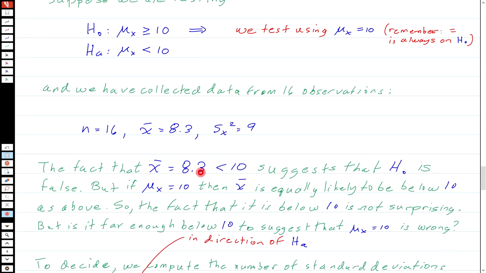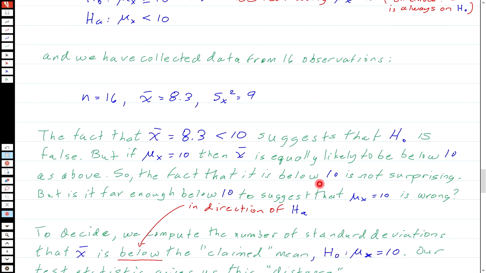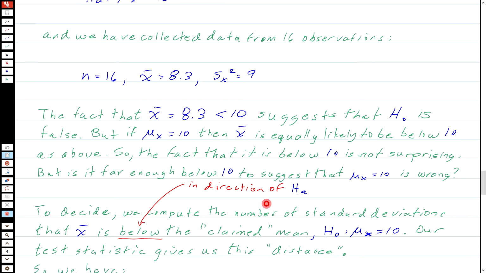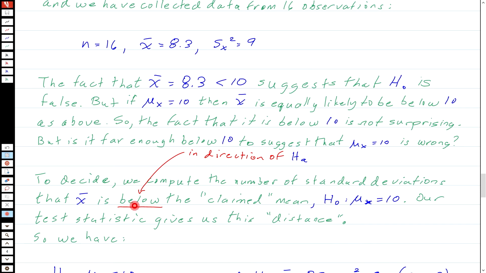Okay, x bar is 8.3, is less than 10, suggests that H naught may be false. But since mu is 10, then x bar is equally likely to be above or below 10. And so 8.3 may or may not be particularly surprising. So is it far enough away below 10 to suggest that mu x equals 10 is wrong? To decide, we compute the number of standard deviations that x bar is below the claimed mean. Below in this case because it's in the direction of HA, and the claimed mean is 10. Our test statistic gives us this distance.